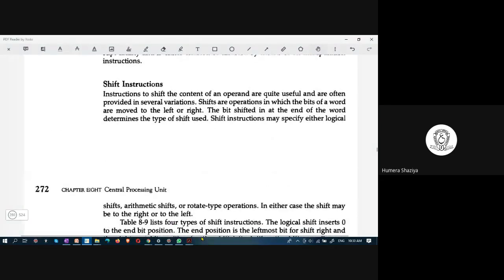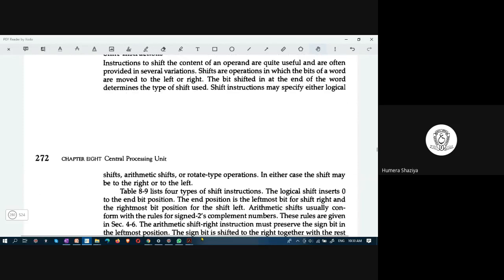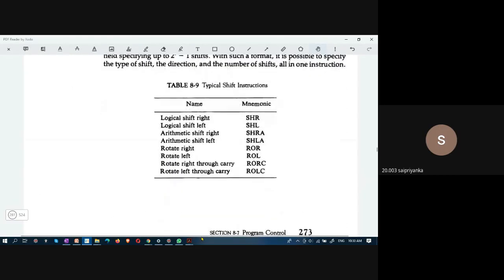What are shift instructions? Students, this is a question for you. What are shift instructions? Shift left and shift right. Circular left shift and circular right shift, yes. One more. Arithmetic shift left, arithmetic shift right. Very good. You can look at this table.